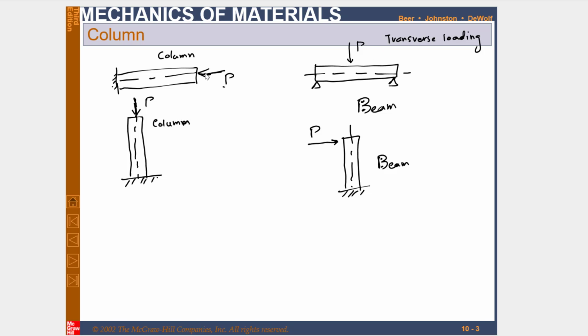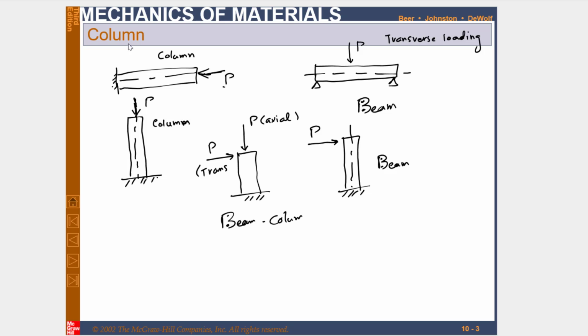So column carries only the axial compressive load, while beam carries the transverse loading. And for example, if a member carries both axial load as well as transverse load, for example, this is axial load and this is transverse load, clear. So these are known as beam column, beam column.